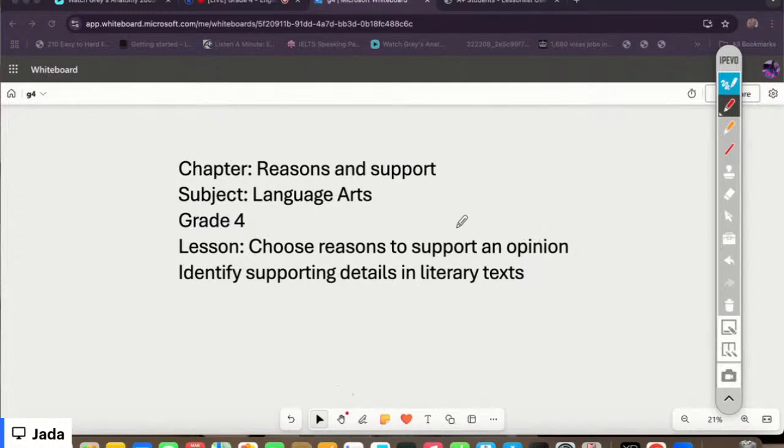Today our chapter will be reasons and support. First you have to log in using aplusstudent.com. You click on your name, you move on to language arts, grade 4. The lesson will be choose reasons to support an opinion, identify supporting details in literary text.